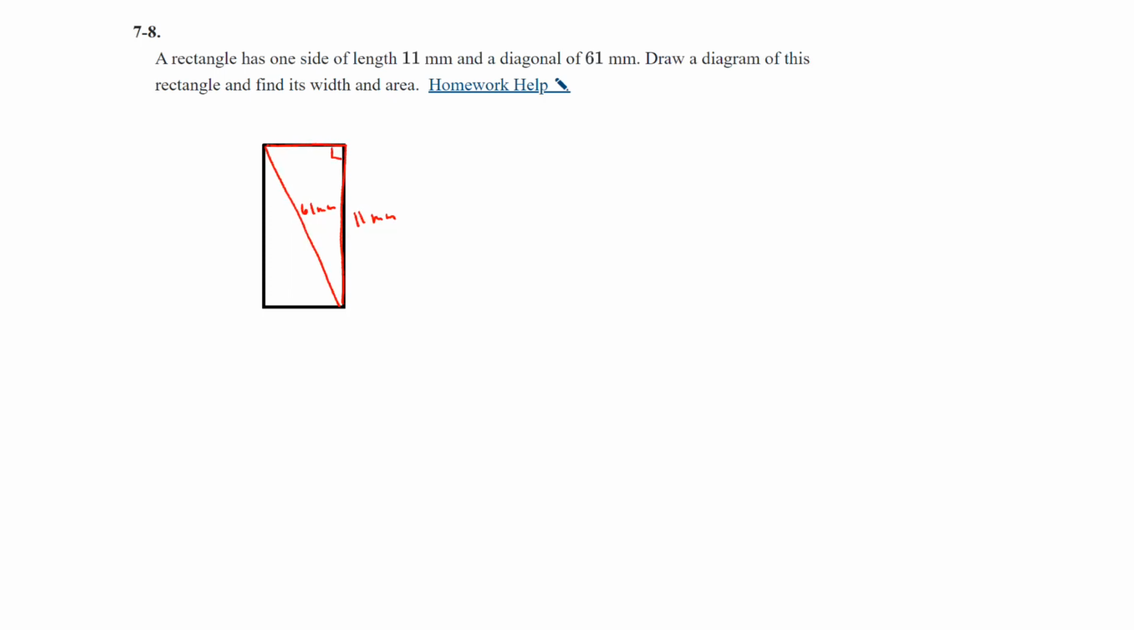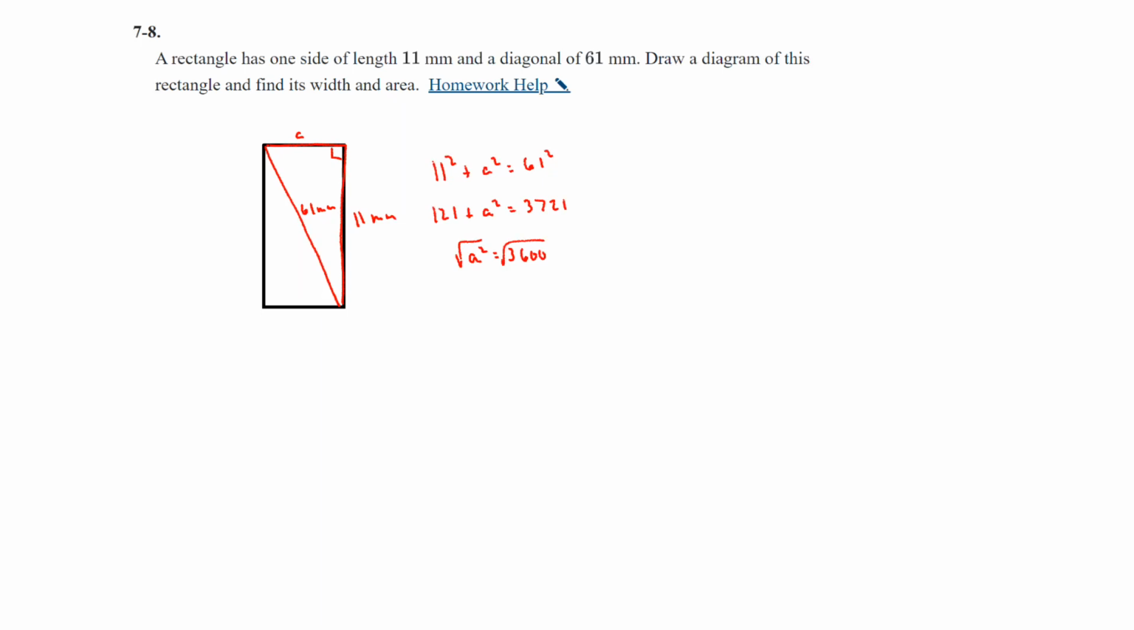And we have two of the three sides, so we can use the Pythagorean theorem to figure out the width. We have 11 squared plus, we'll just call this A, A squared is equal to 61 squared. So we have 121 plus A squared is equal to 61 squared, which is 3,721. Subtract 121 from both sides, and we will get 3,600, and then we can take the square root.